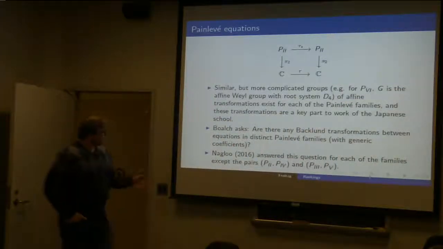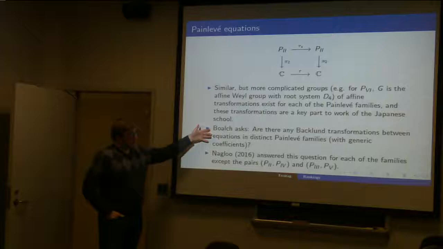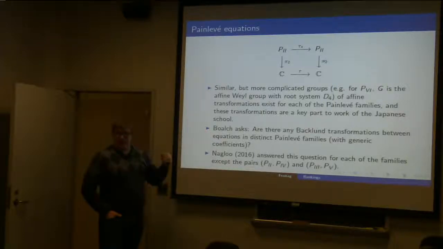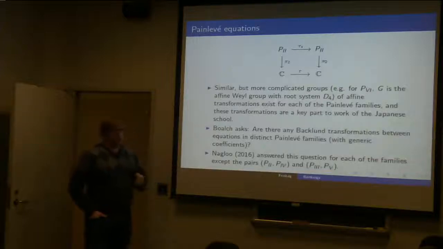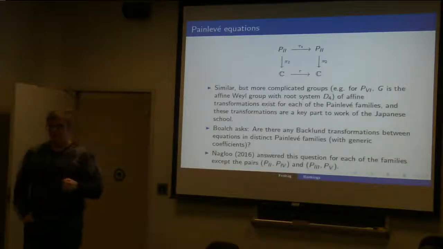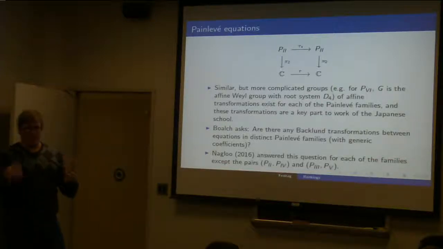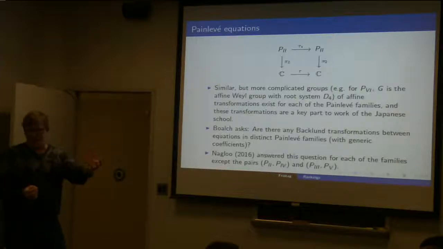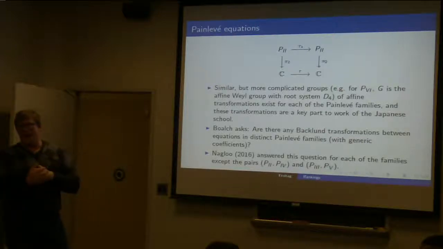And so there's this question of Bäcklund transformations. Are there any Bäcklund transformations between equations in distinct Painlevé families with generic coefficients? So the question is, could you have a birational bijection between Painlevé 2 of pi and Painlevé 4 of e? Could it happen? I mean, that's roughly the question.